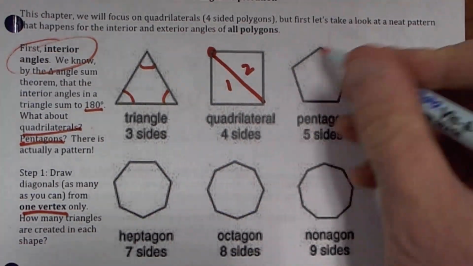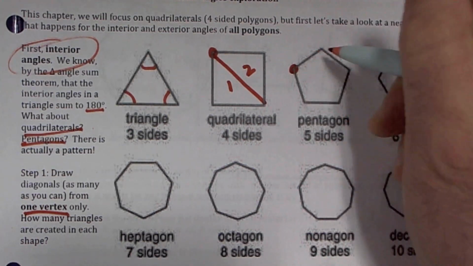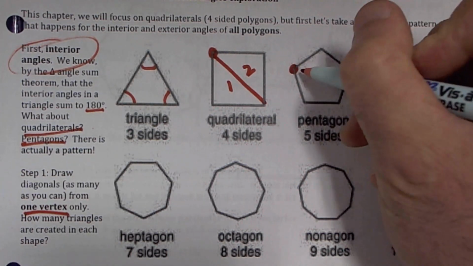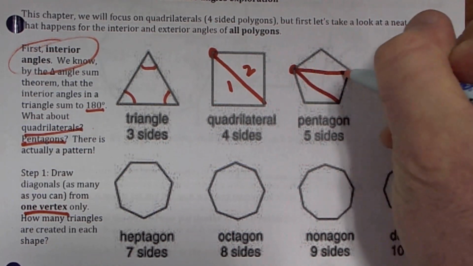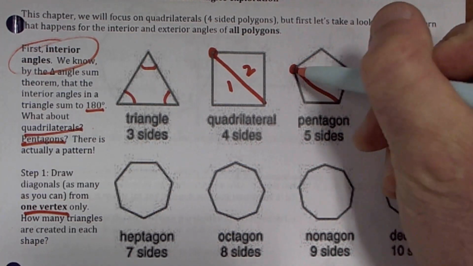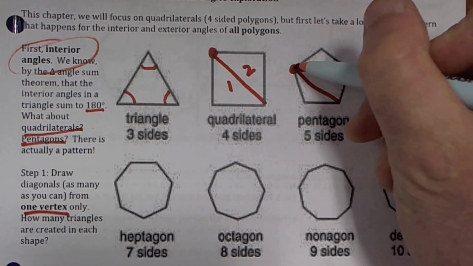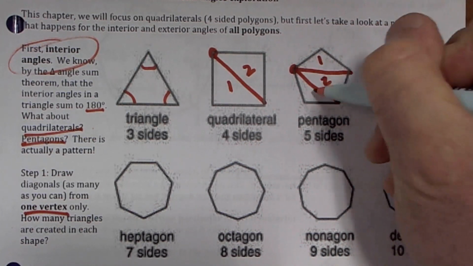Let's look at a pentagon. You can pick anywhere. Let me just pick this one. Again, you don't want to pick more than one vertex, otherwise you're overlapping. So I can go from here to here, and from here to here. And if I go from here to here, that doesn't do anything, because I'm not making another triangle. So I really only have 1, 2, 3.